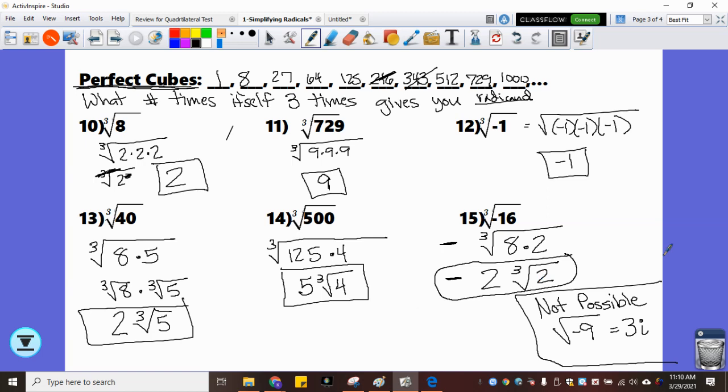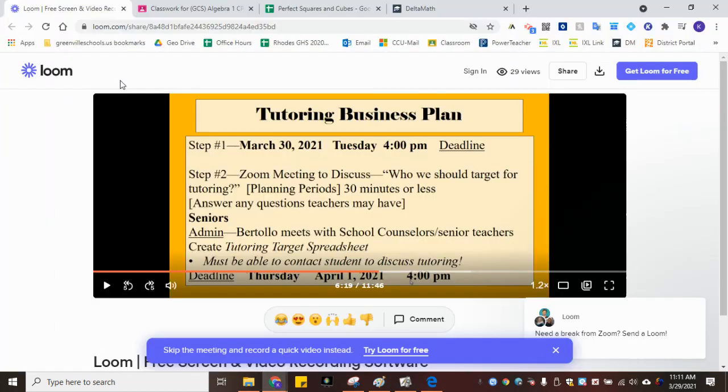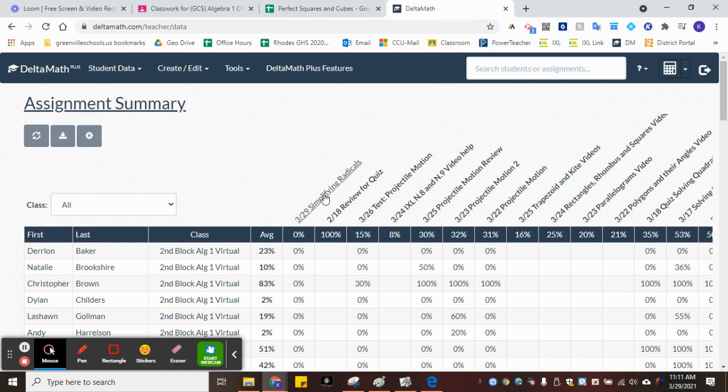And that ends your notes for today, and then we'll go to Delta Math and work some of these. I just want to see the first few because it's a guided practice one, and some people have trouble with this.